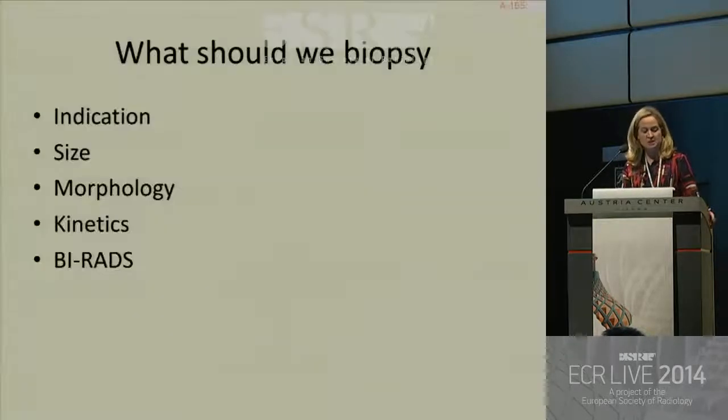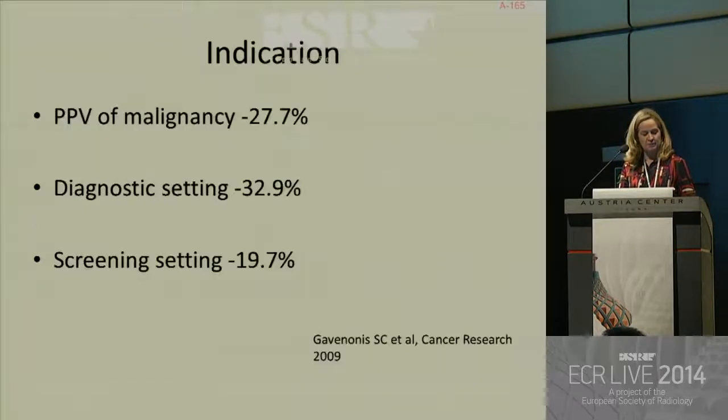So what should we biopsy? Well, there's a couple of things we have to take into account. We need to take into account the clinical indication for doing the MR, the size of the lesion, morphology, kinetics, and the BI-RADS classification. In a large study of 2,600 breast MRs, the authors found that the positive predictive value overall of malignancy was 28%.